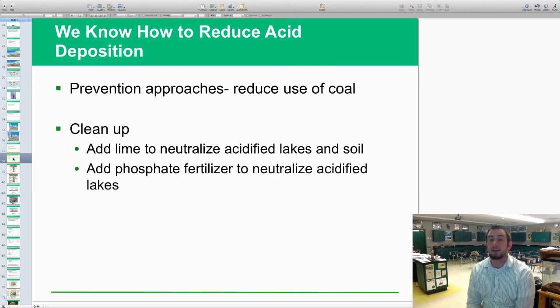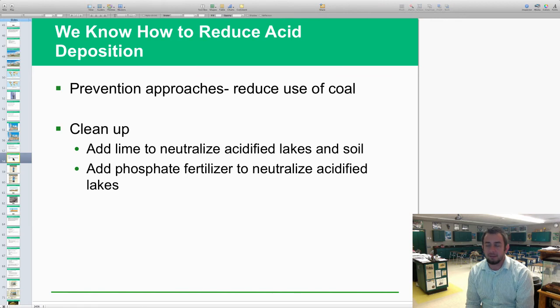First of all, the prevention approach is always the best approach and always the cheapest. So our biggest one is to reduce the use of coal. If we can reduce the use of coal or filter out some of the air pollutants that have that sulfur and nitrates in them, then that would be key. That would be our prevention approach. Our cleanup, though, there's a couple of ways you can do it.